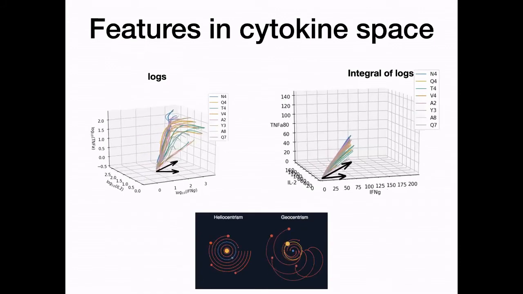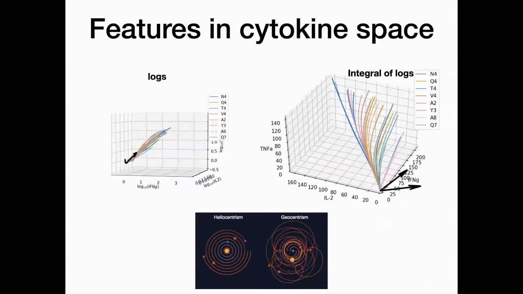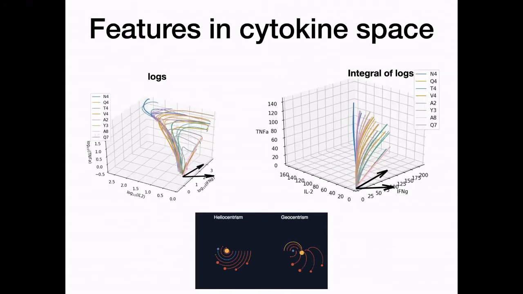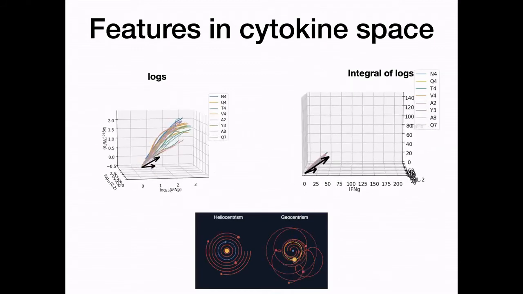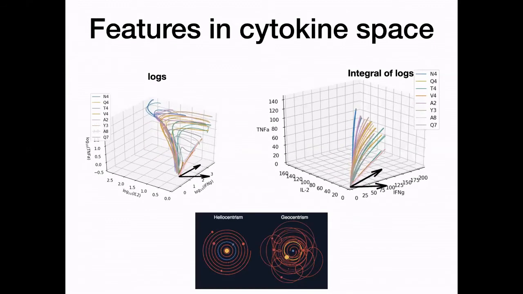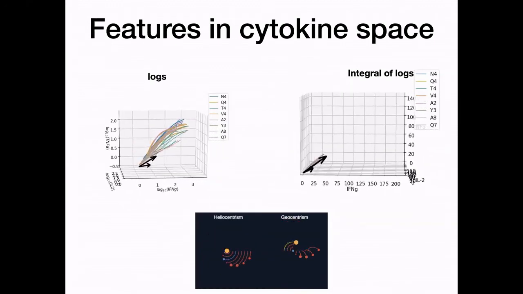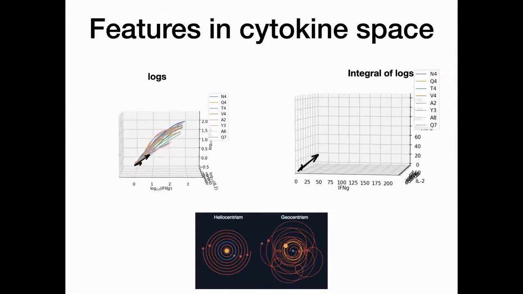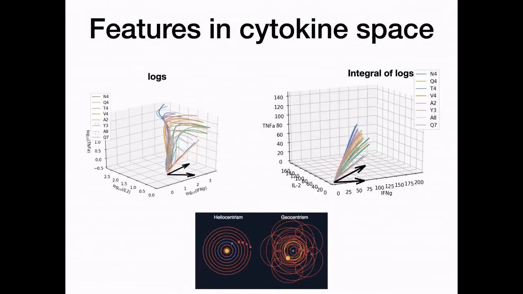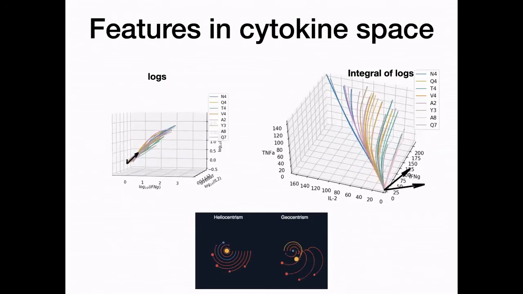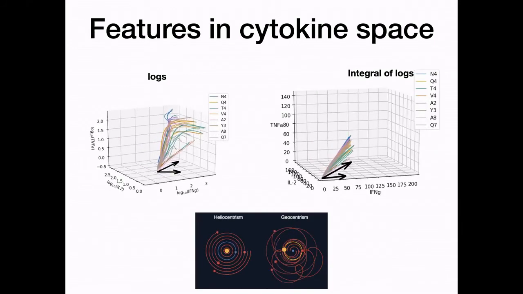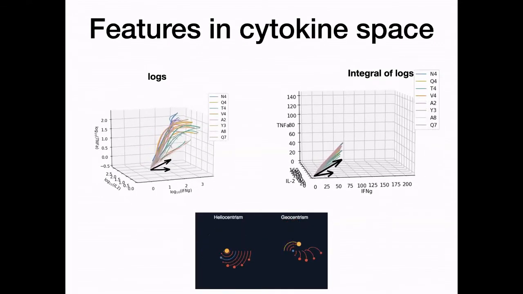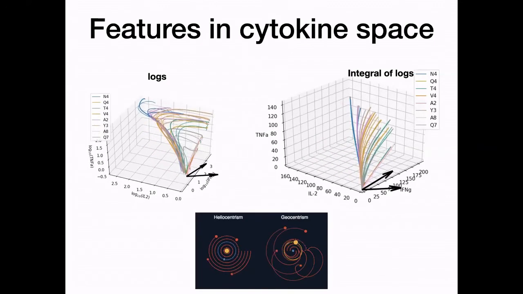But when you move to the integral of the log on the right, you see that there is a plane in this 3D space where the system has very simple trajectories. That's why I bring back my analogy of heliocentrism versus geocentrism. Once you have found the right set of variables, the integral of the log, you have a very simple description of the dynamics of the cytokines. This is why these are interesting features for us: once we have simple dynamics, the hope is that as physicists, we can find a simple model of what happens in this plane. So this is where I'm going now, and I'm going to explain what we can do once we have these very simple features on the right.